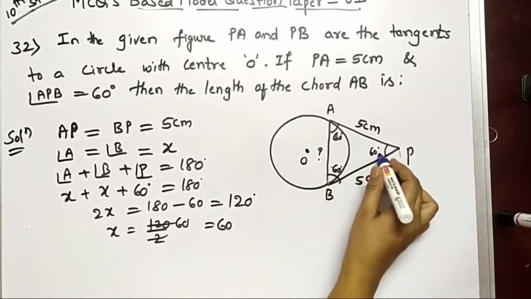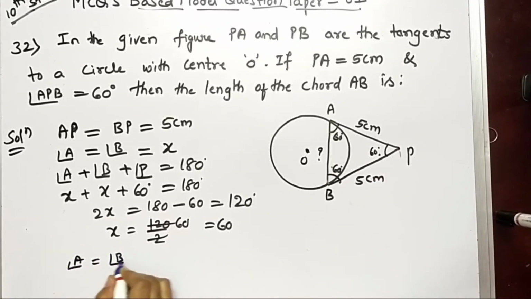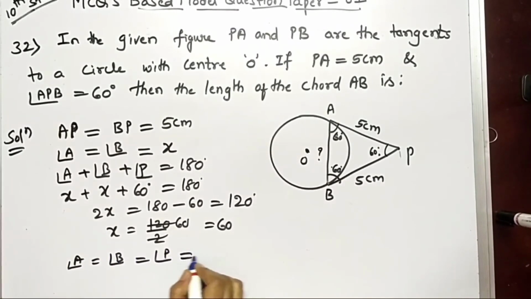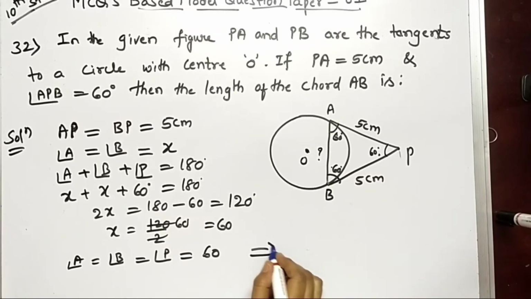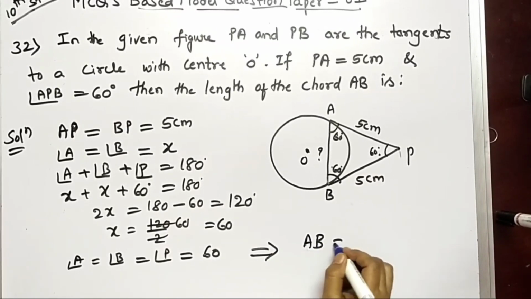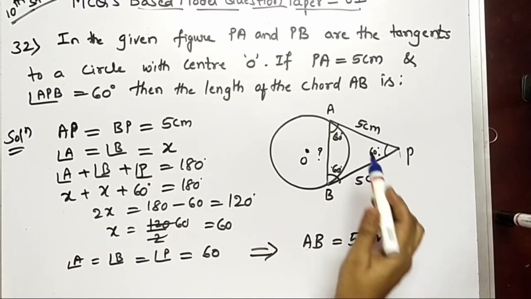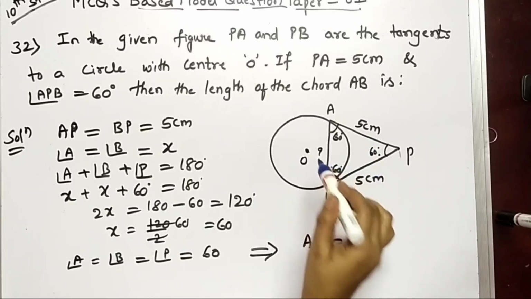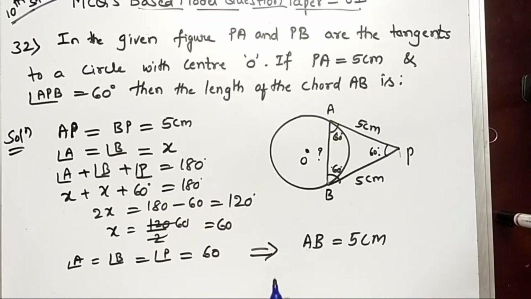When 60, 60, 60, see, angle A is equal to angle B is equal to angle P equal to 60 degree. It means all the three angles are equal, which means all the three sides are equal, which implies AB is also equal to 5 centimeter. It is an equilateral triangle, so all the three sides are equal. Already these two are 5, so it is also 5 centimeter. The length of chord AB is 5 centimeter. Option C.